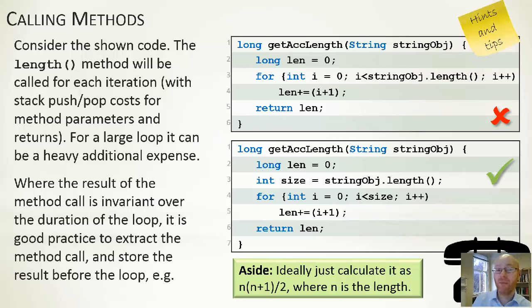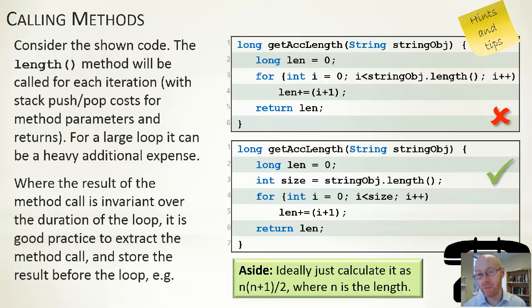The potential problem with line 3 is that it's part of the for loop. So we will be starting with i equal to 0. We're going to evaluate some condition, and then we'll have some iteration condition at the end of it. So there's a risk that every single time we go around that for loop, we're going to be going to the string object and asking for its length. So we will be calling a lot of methods.